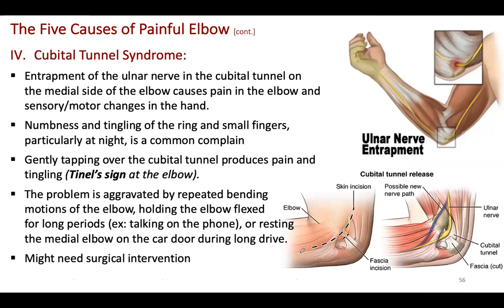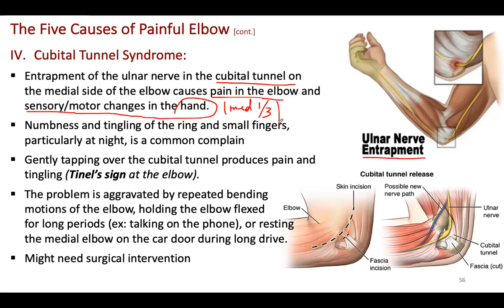Cubital tunnel syndrome. This is an impingement or entrapment of the ulnar nerve as it passes posterior to the medial epicondyle. Entrapment of the ulnar nerve in the cubital tunnel on the medial side of the elbow causes pain in the elbow, as well as sensory and motor changes in the hand. Where in the hand? In the territory of the ulnar nerve, which is the medial 1/3 of the palm.